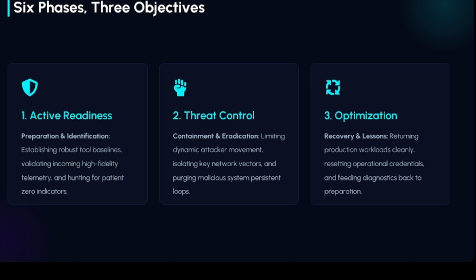So we take the six phases, we can break them into three objectives. One is active readiness, which is your first two phases, preparation and identification. The second objective is threat control, where you take in the phases of containment and eradication. And then finally, the objective of optimization, and that is the two phases of recovery and lessons learned. All three objectives are met by PICERL.